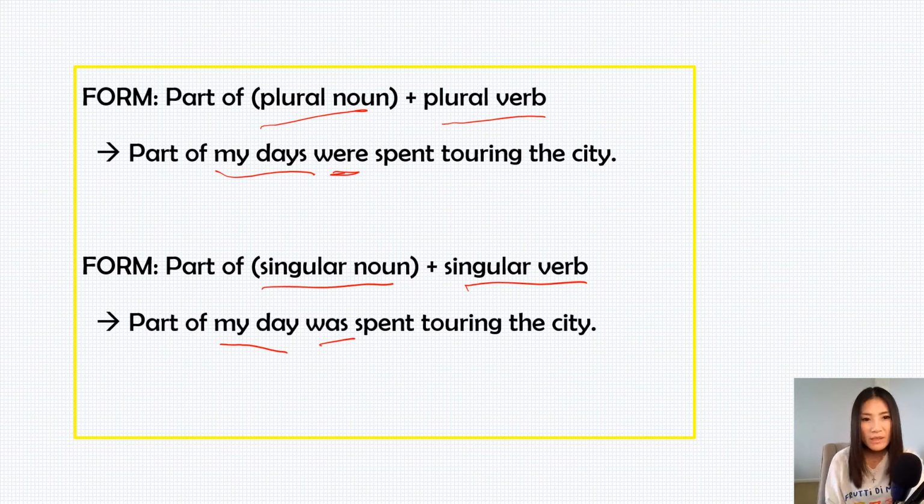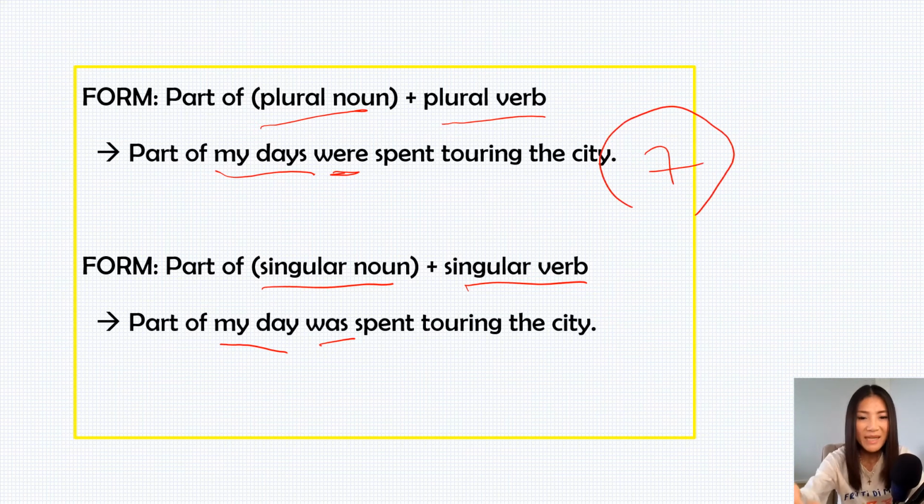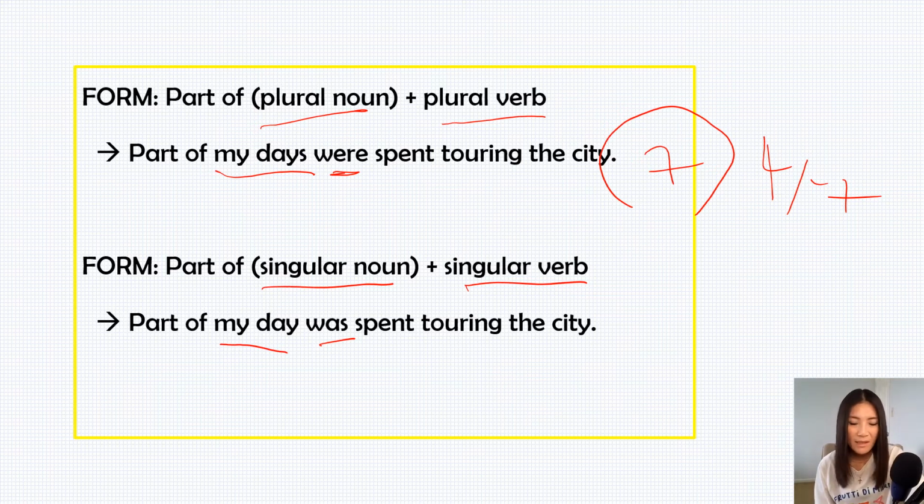And again, what do you think is the difference? Part of my days were spent touring the city and part of my day was spent touring the city. In the first sentence, let's say you are in a different place for 7 days. Part of my days, so 4 out of the 7 days, were spent touring the city. The second sentence, part of my day was spent, it means one day, right? But maybe a few hours of that day, just a portion, a section of that day, was spent touring the city.